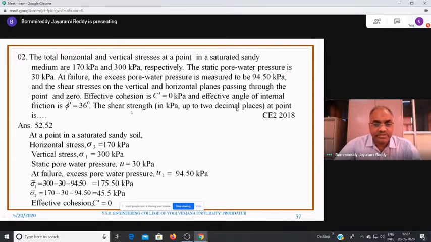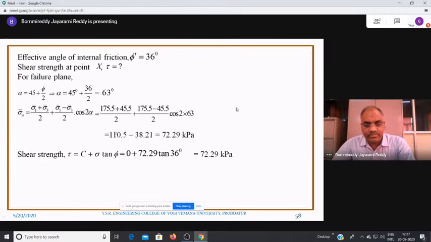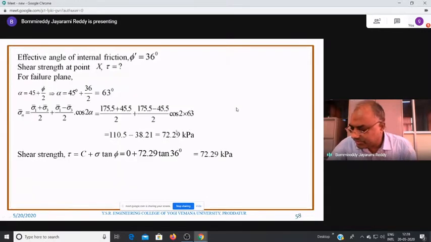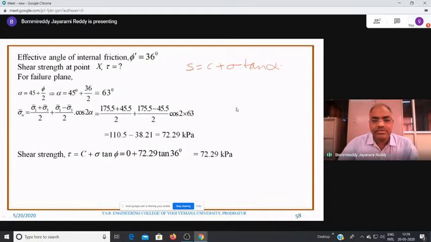The shear strength at the point is, so at that point, what is the shear strength? You know, the shear strength S is equal to C plus sigma tan phi. This is the formula that you know.